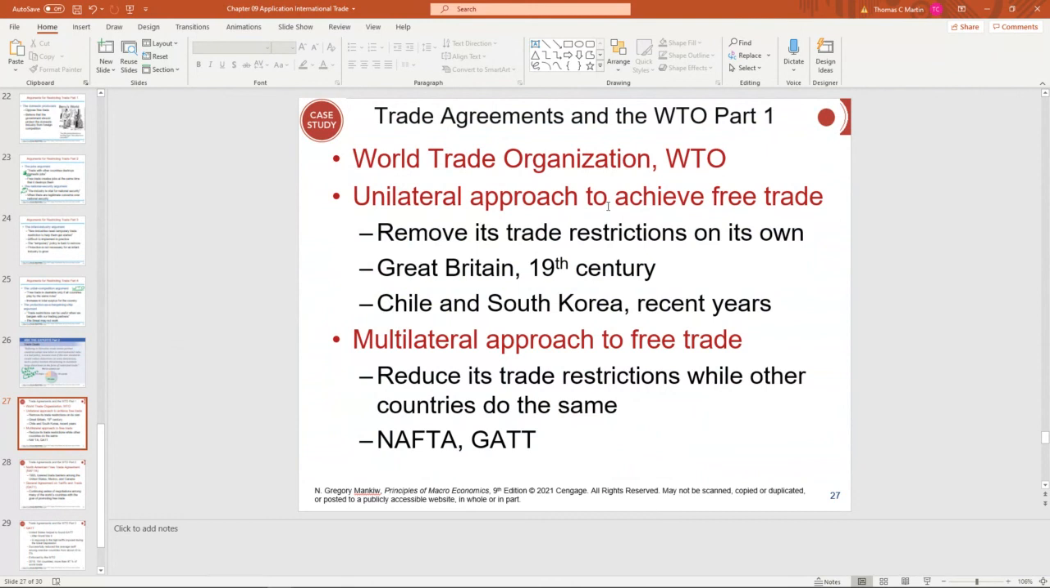The World Trade Organization takes the unilateral approach to achieve free trade: remove all the restrictions. Great Britain did this in the 19th century, Chile and South Korea in recent years. That's good as long as everybody's playing the same game. If they're not playing the same game, you can't do that. You have the multilateral, but this is the unilateral, just individual countries making agreements to trade. The multilateral will be like we saw with NAFTA.